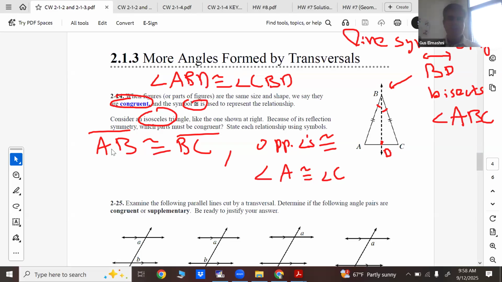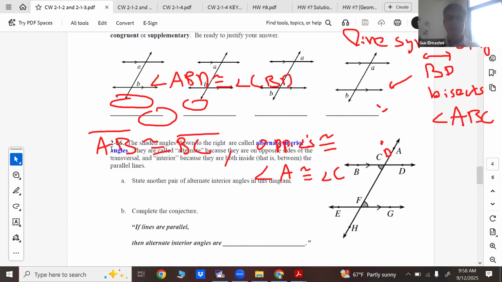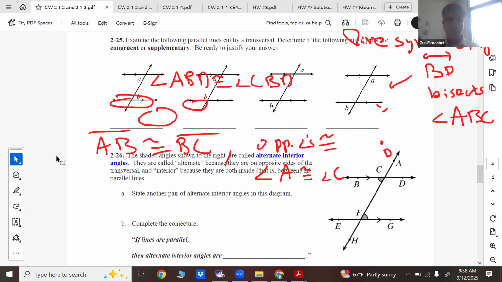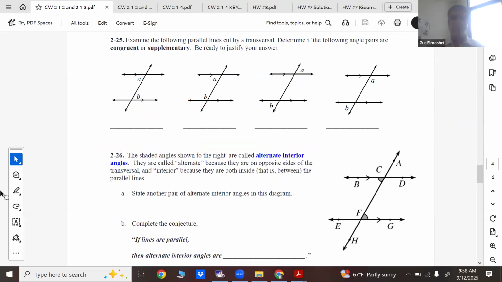Okay, so that's just kind of getting started. Now, next up, let's go around the room and answer these questions. Okay, so Emily, can you read 225, please? Examine the following parallel lines cut by a transversal. Determine if the following angle pairs are congruent or supplementary. Be ready to justify your answer.